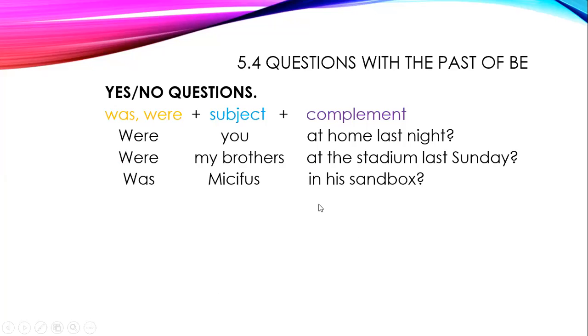Okay, so remember the answer for this is yes or no. For example, were you at home last night? You can say, yes, I was. No, I wasn't. Were my brothers at the stadium last Sunday? Yes, they were. No, they weren't. Was Missy Puss in his sandbox? Yes, it was. No, it wasn't, right? If you consider Missy Puss like a person, we say, yes, he was, or no, he wasn't, right? Good, this is the yes/no question.